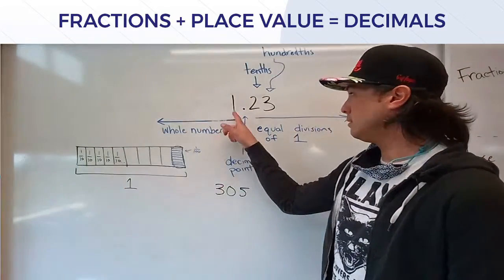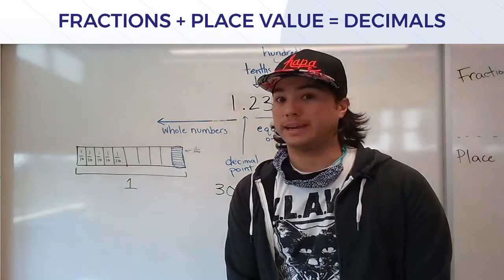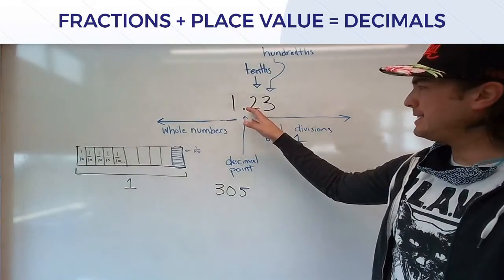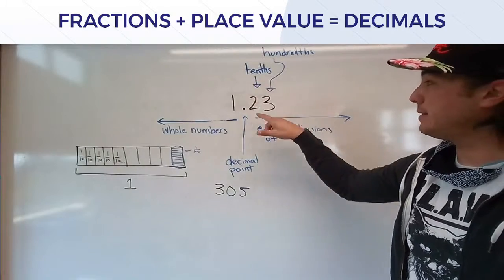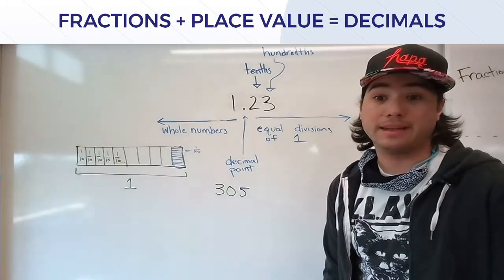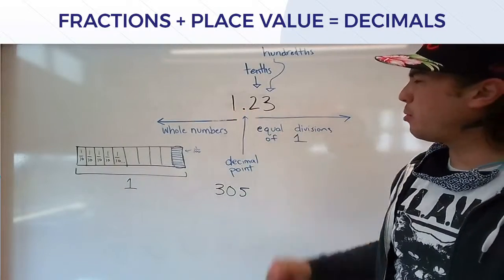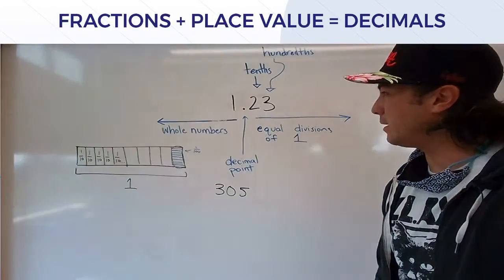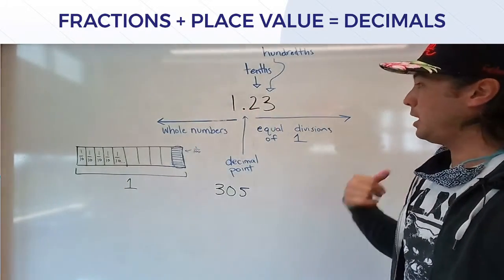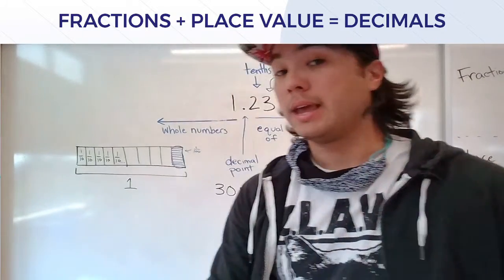Okay, if you have 10 ones, we regroup them into one group of 10. Similarly, with our decimals, if you have 10 tenths, here this is the tenths place, you regroup them into one whole because, as we know, 10 tenths is an equivalent of 1. And our decimal point, our little dot down there, marks when it stops being whole numbers and starts being our equal divisions of 1, our fractions, our tenths and our hundredths, and so on.